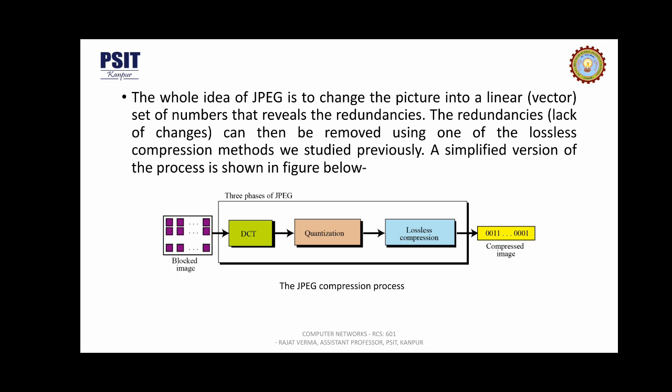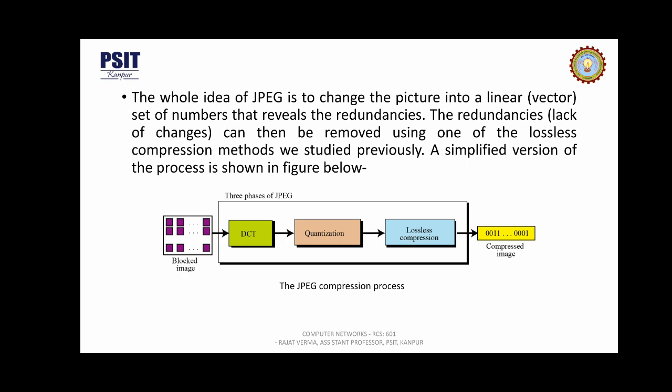For example, if I have a blocked image, DCT is the first process. DCT comprises the discrete cosine transformation, and then we move on to the second process, the quantization process, and then we move on to the lossless compression, and then we get the compressed image.